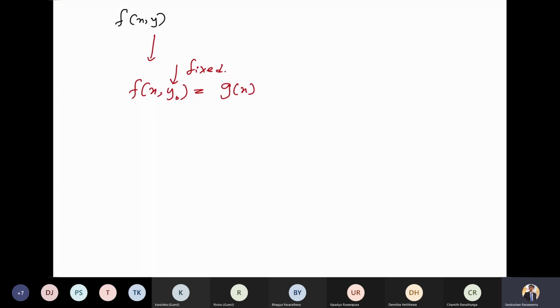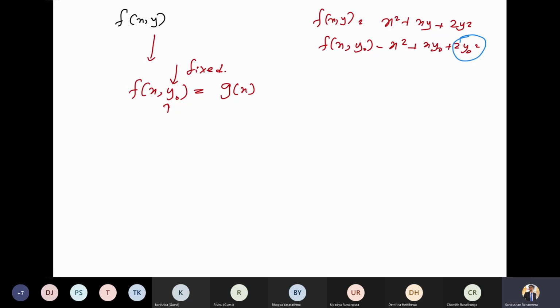Now, if you fix your y value, you end up with a single variable function. It means you can vary your x value, and now you end up with your single variable function. Let's say you have a function like f(x, y), say x squared plus xy plus 2y squared. If you fix y at y naught, you get f(x, y naught) as x squared plus x y naught plus 2y naught squared. Remember, these values are fixed. It means this whole thing only depends on x.